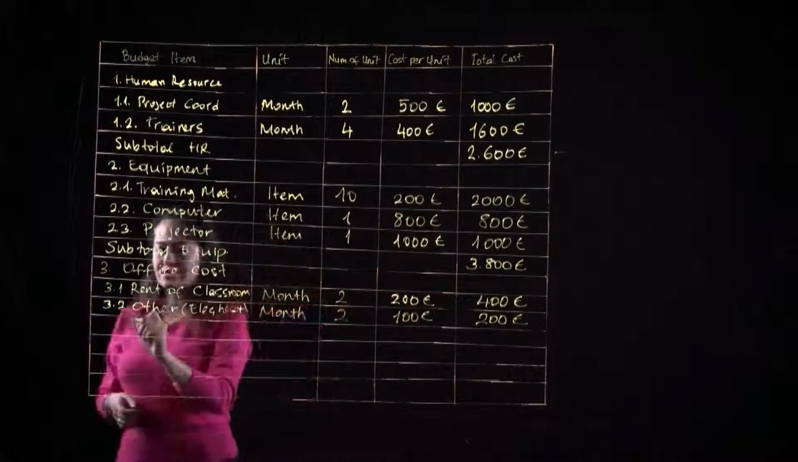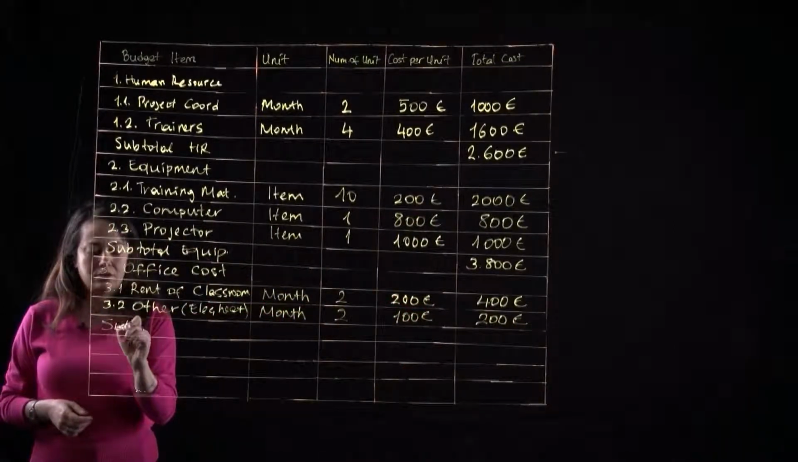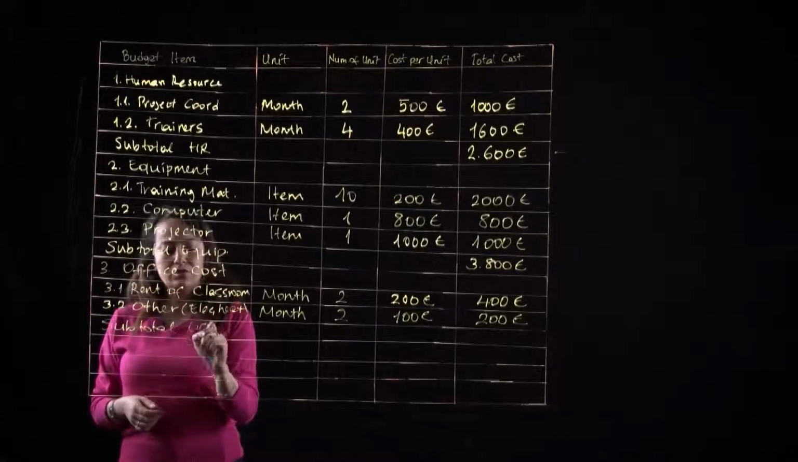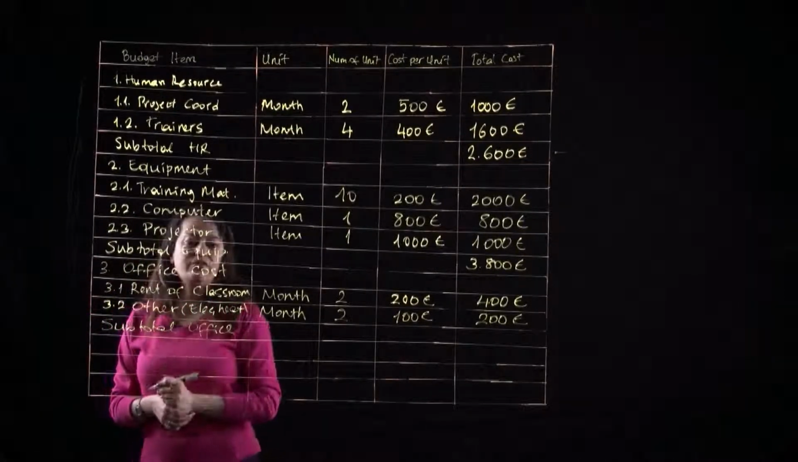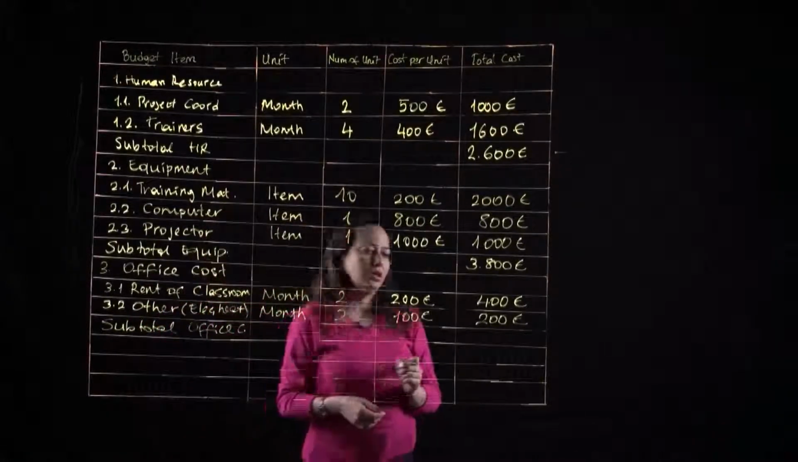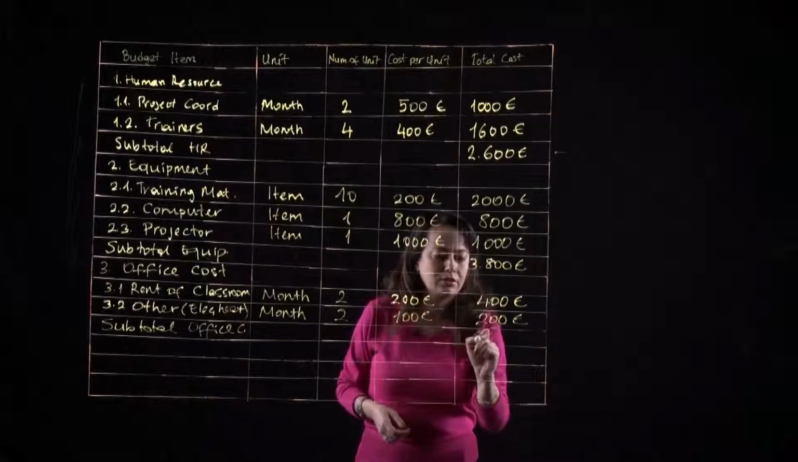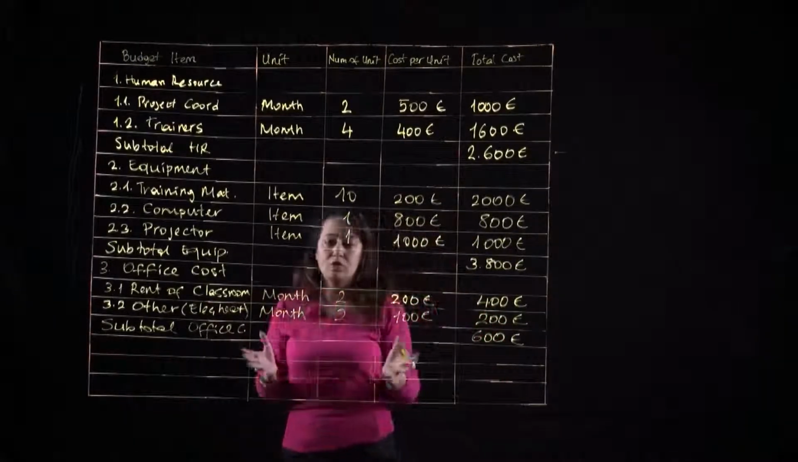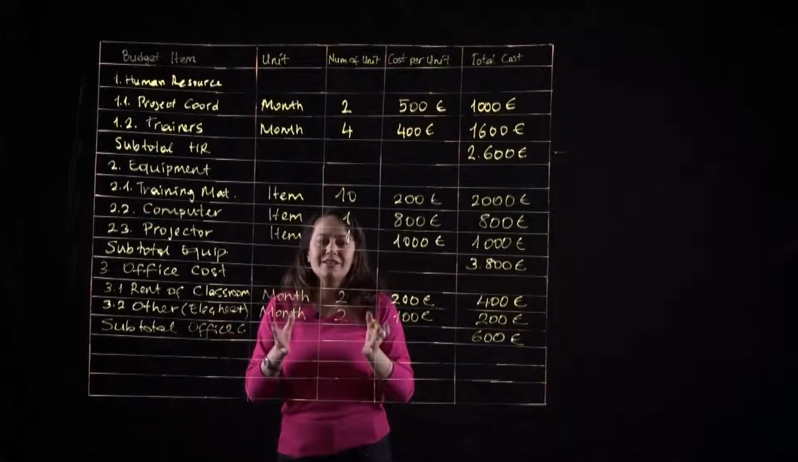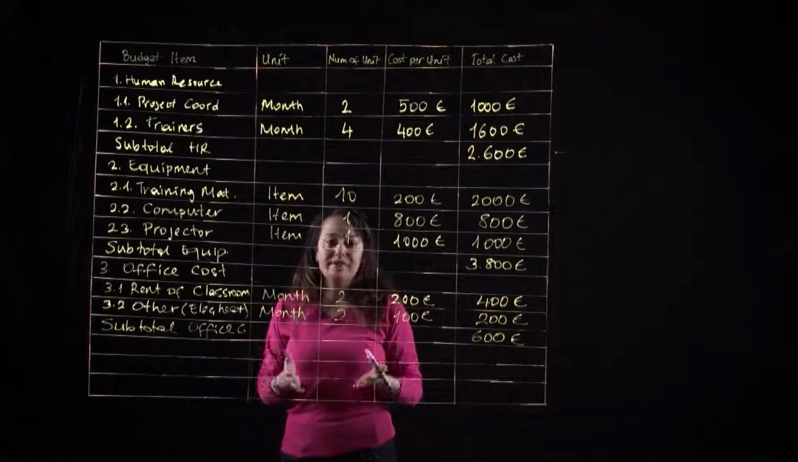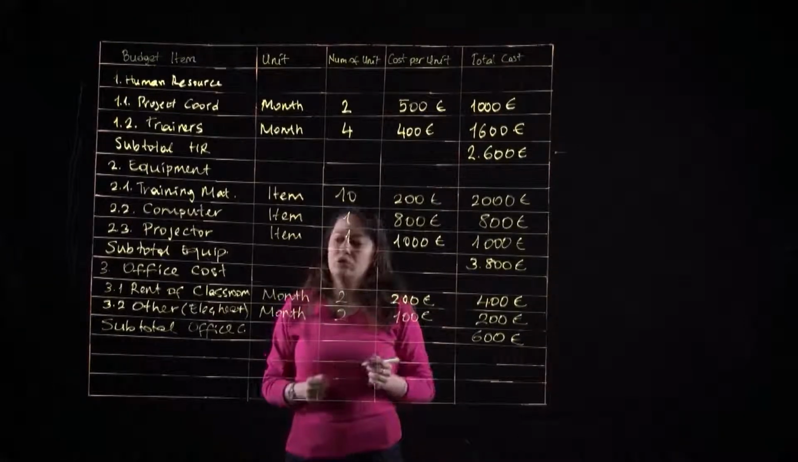So let's look at the subtotal of item 3. Subtotal of office costs. It's gonna make 600 euros. I'm just estimating all these costs, but while you are doing in reality, you have to look for and search for each item the possible realistic costs.